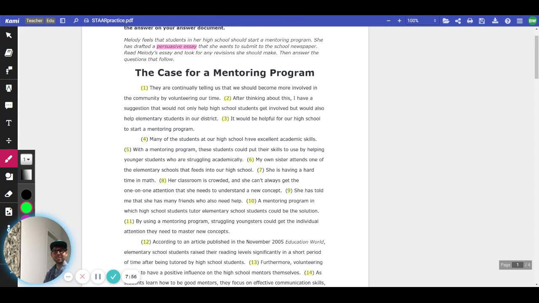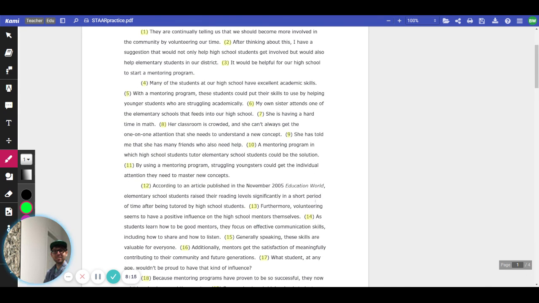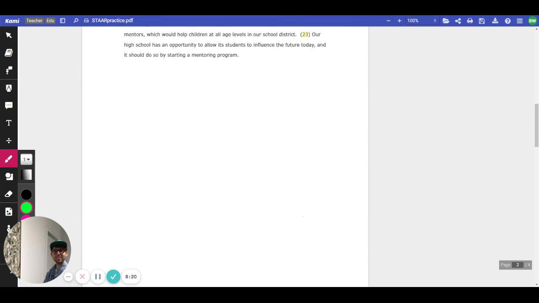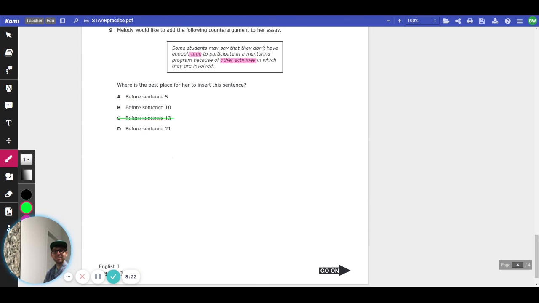Many of the students at our high school have excellent academic skills. With a mentoring program, these students could put their skills to use. Well, this is like starting the argument that they want to get the students to start helping. So they wouldn't bring up a counter argument already right here in the middle of their argument for why students should. They wouldn't bring up the things about how students may not want to. It doesn't fit there at all. So I think the only logical place is sentence 21, because I've crossed out my others as I've gone. Process of elimination is the way to go in this thing. So there we are.